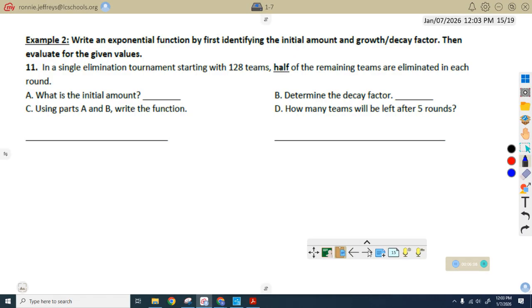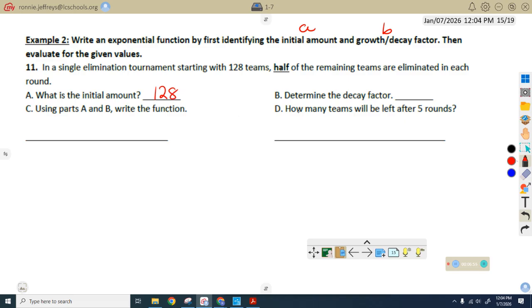Valerie's there. All right, so example 2. Write an exponential function by first identifying the initial amount, growth or decay factor, and then evaluate. Our initial amount, this is our a value. This is our b. The initial amount: in a single elimination tournament starting with 128 teams, half of the remaining teams are eliminated in each round. What is our initial amount?